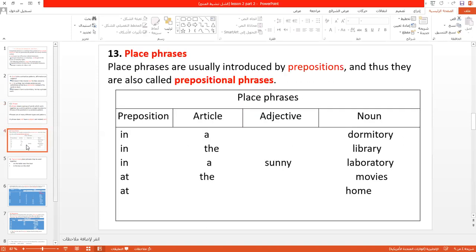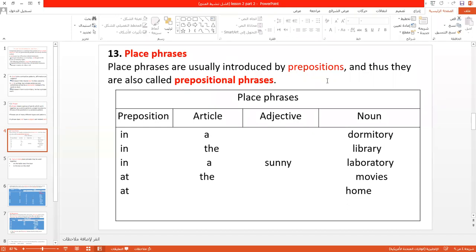Good. Look, we said that phrases are of many types. The first type is place phrases. A phrase that expresses a place, we call it a place phrase. Place phrases are usually introduced by prepositions.